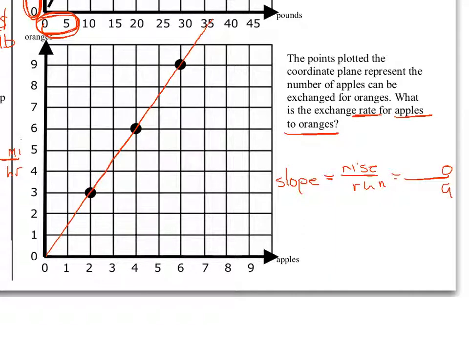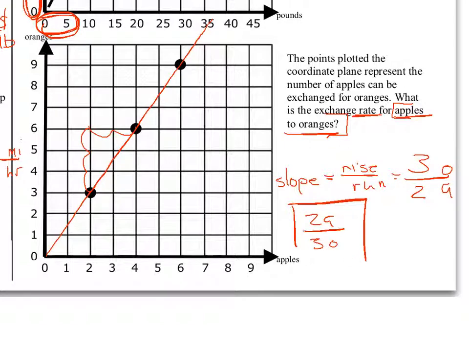Okay, so I'm going to count my rise. 1, 2, 3. And my run, 1, 2. So this tells me it is 3 oranges to 2 apples. But to answer the question, we want apples to oranges, so we have 2 apples to 3 oranges. Okay, does everybody understand why I flipped that over?